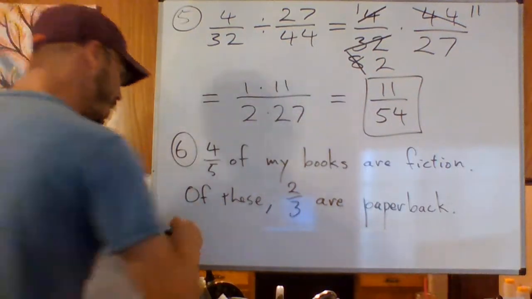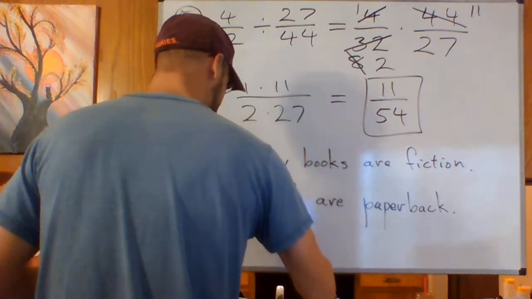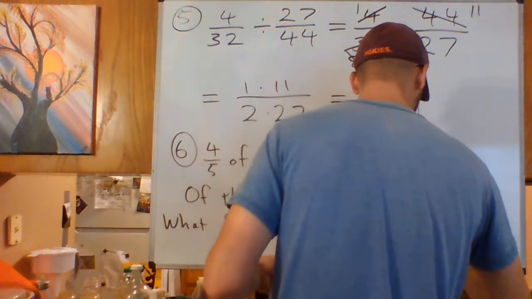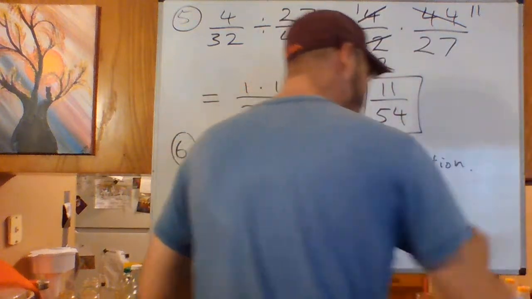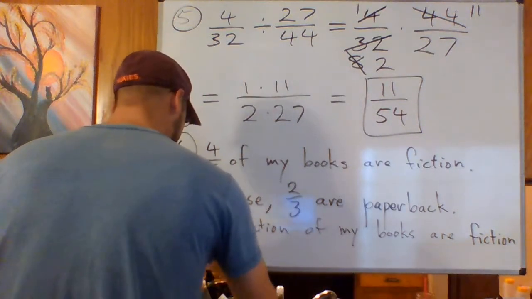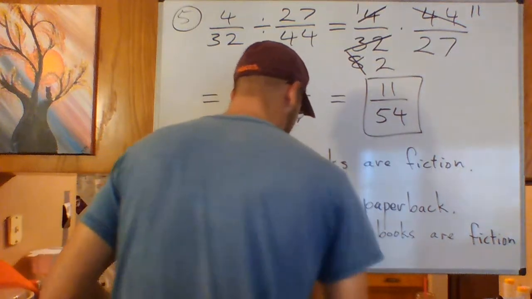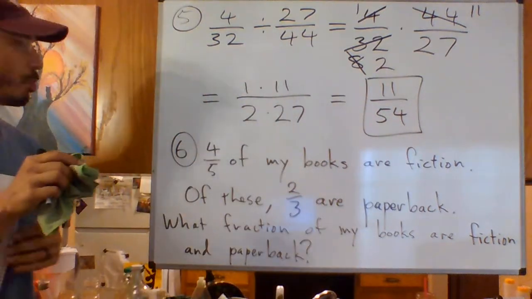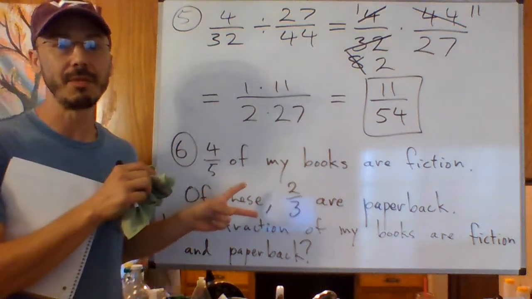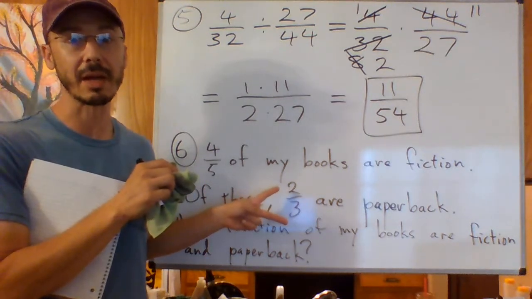And the question is, what fraction of my books are fiction and paperback? So, fiction and paperback. Or paperback fiction books. So both in this category of the 4/5 that are fiction, and of these fiction books, 2/3 are paperback.